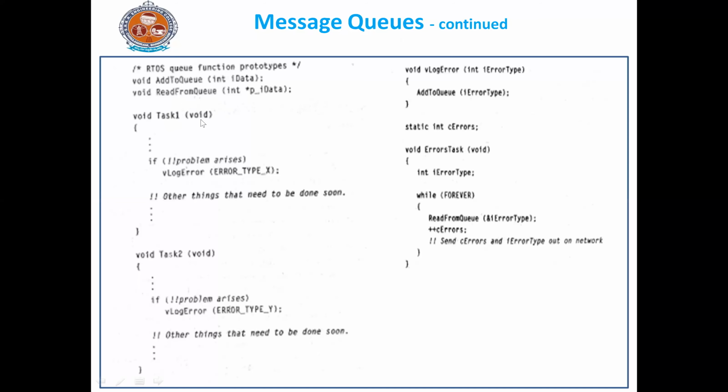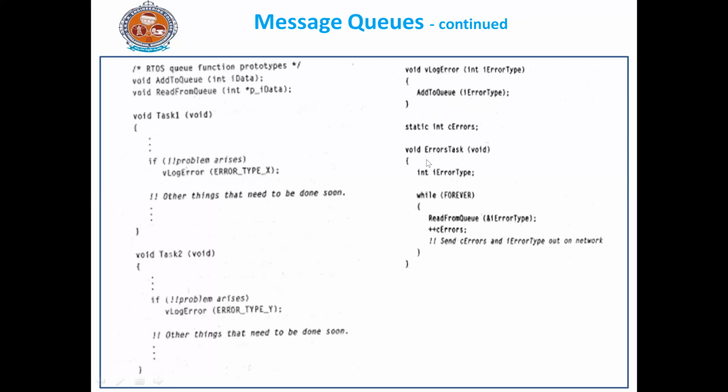Here we have two different tasks. If any problem arises, then what we are doing is writing it onto the queue. So we log errors: the error type for task 1 is X. Then what will happen? It will come to this function and add to the queue that error type, X. Similarly for task 2, we are giving the error type as Y. That will also be added to the queue.